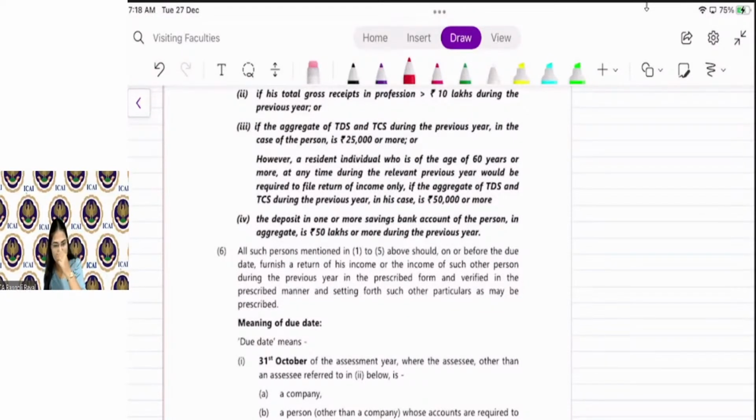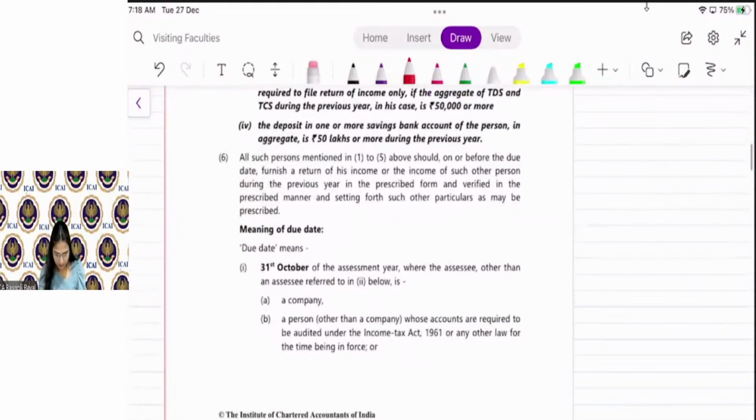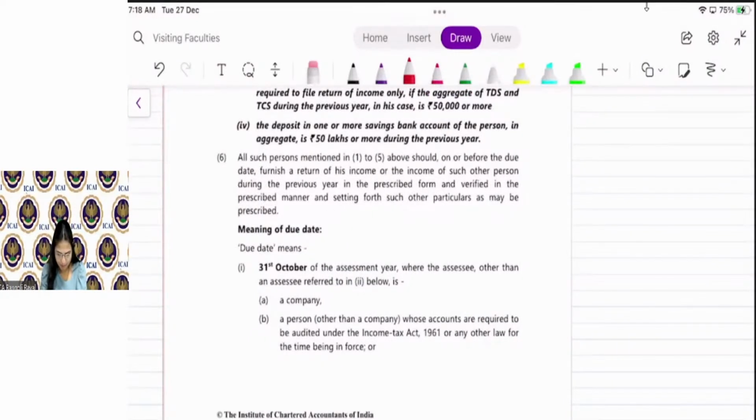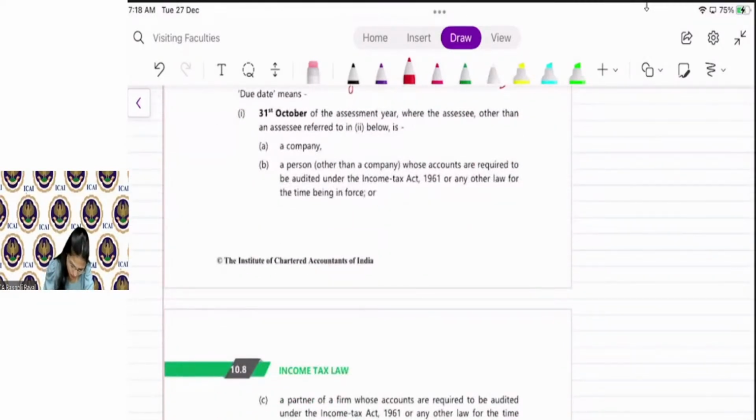Now, what are the due dates? The meaning of due date is 31st October of the assessment year, that is, for the previous year 2022-23, 31st October 2023, where the assessee is other than the assessees referred to in the below, that is, the two cases below.